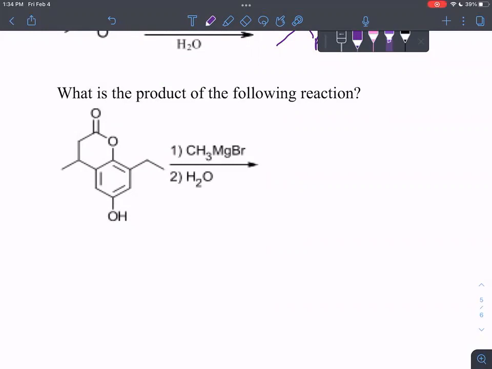Okay, so for this one, we have an ester and a phenol. So what do we think happens? It breaks open the ring. Yeah, but remember the second function of a Grignard. Is there an acidic proton on this molecule? Yes. So what's it gonna do? It's gonna interact with that first. It's just gonna do an acid-base reaction and take this proton. And what would that look like?